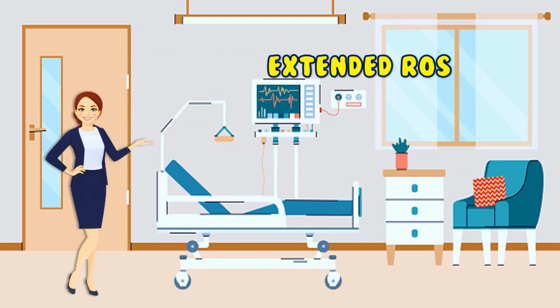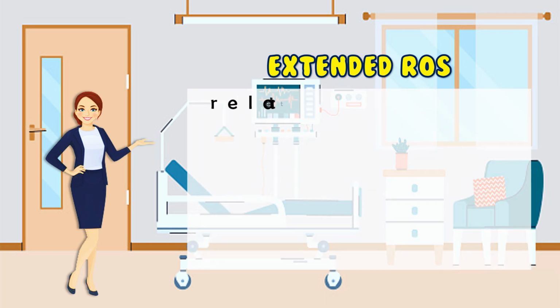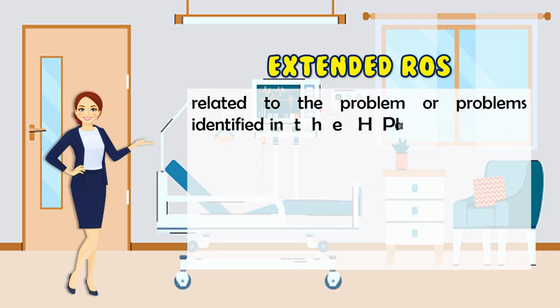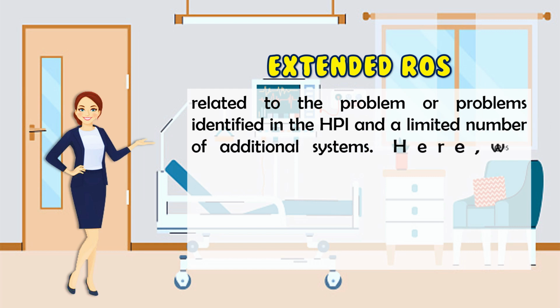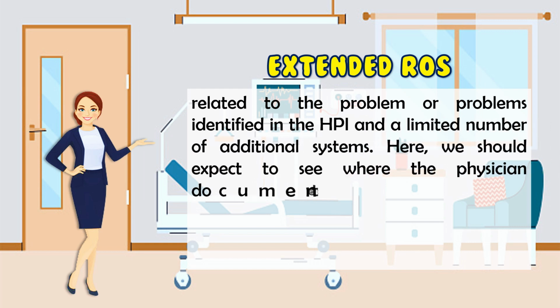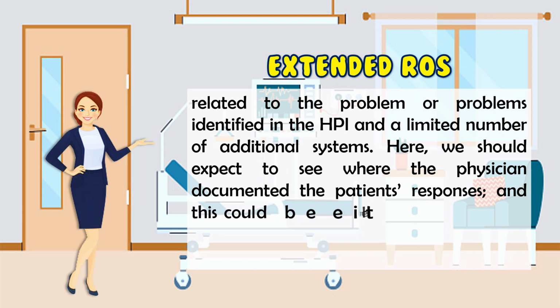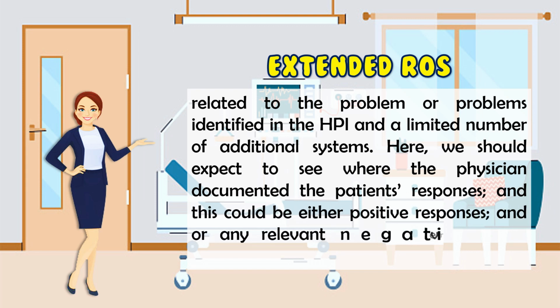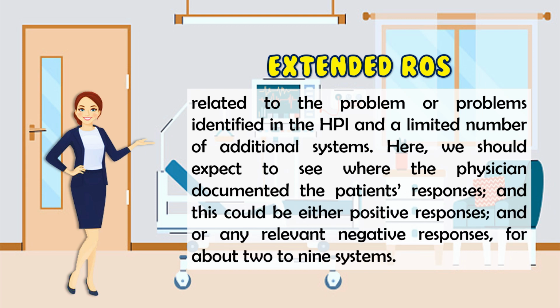Next, it's the extended ROS. The extended review of systems is related to the problem or problems identified in the HPI and a limited number of additional systems. Here, we should expect to see where the physician documented the patient's responses, and this could be either positive responses and/or any relevant negative responses, for about 2 to 9 systems.